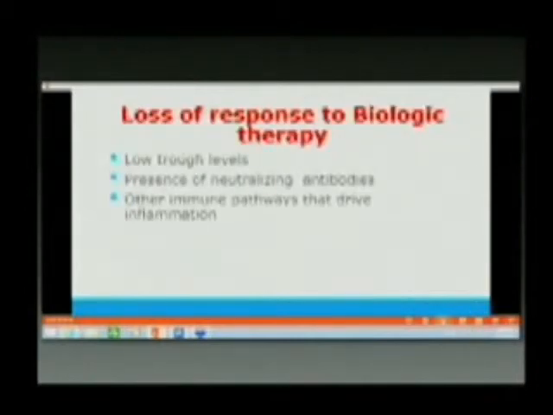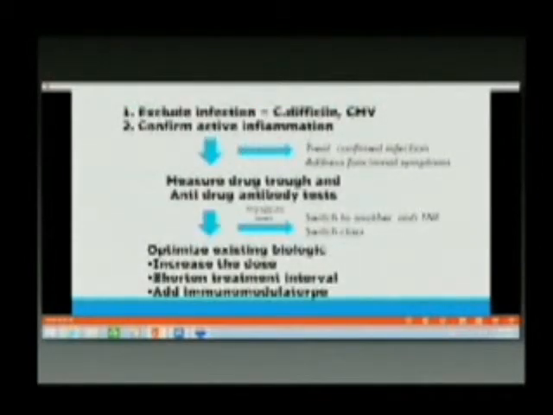If there's no response to your biologic therapy, what do you do? Then the things you have to think of is there might be low trough levels, there might be antibodies, or there are other pathways that can drive this. So what would you do?